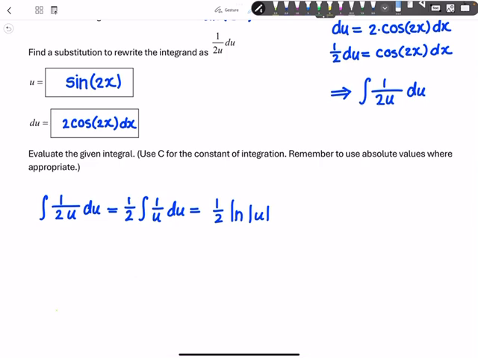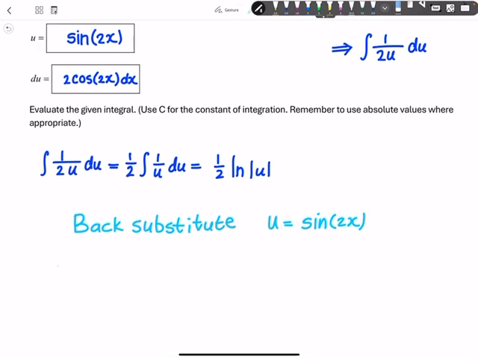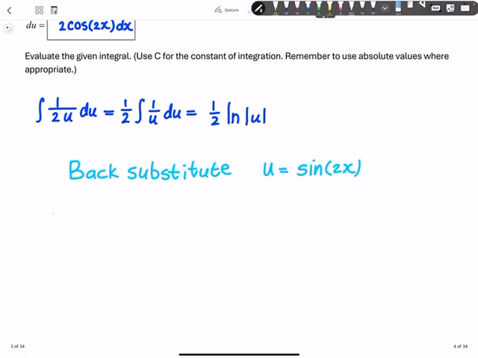All right, our next step would be to back substitute. So again, remember that u is equal to sine of 2x. When I plug that back in, replace u with sine of 2x, we get 1/2 times the natural log of the absolute value of sine of 2x plus c.